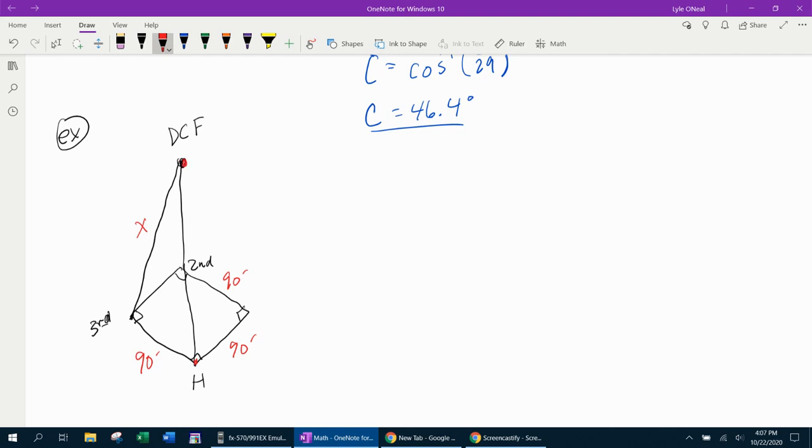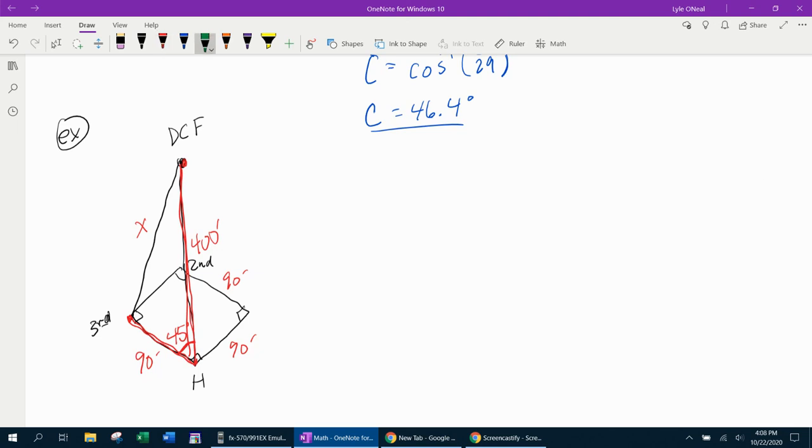So notice what this line does going from home to dead center field. That line bisects the angle at home. If this is 90, then this angle must be 45 because it bisects it. And it said that the distance from home to dead center field was 400 feet. So we know this length right here. We know this length right here. And we know the angle between.